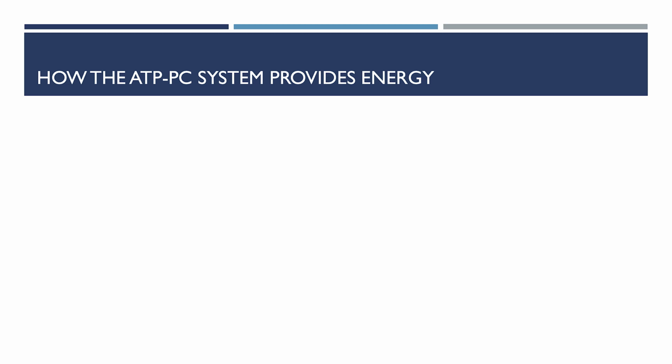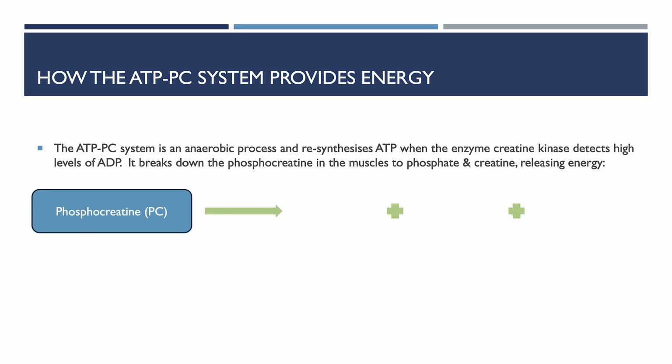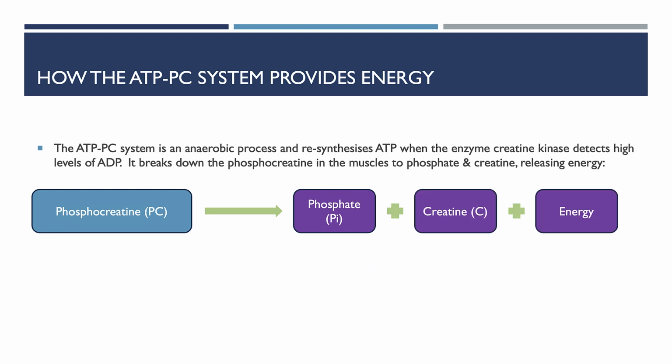How the ATP-PC system provides energy. The ATP-PC system is an anaerobic process of resynthesizing ATP. When the enzyme creatine kinase detects high levels of ADP, it breaks down the phosphocreatine in the muscles into phosphate and creatine, releasing energy. So phosphocreatine, that's in our muscles, breaks down into phosphate and creatine, and this is going to create energy.